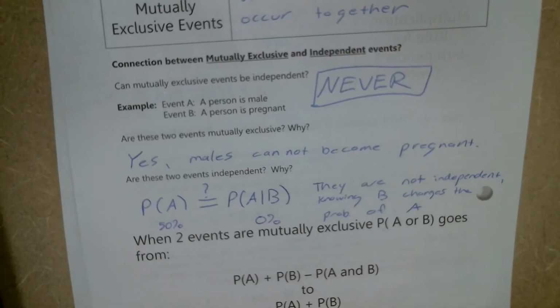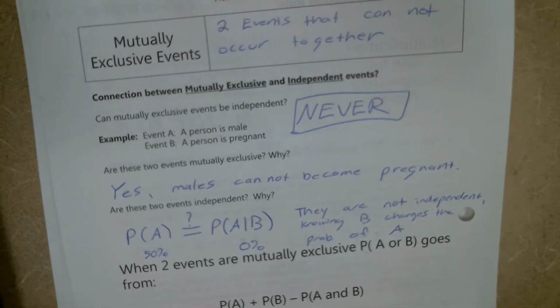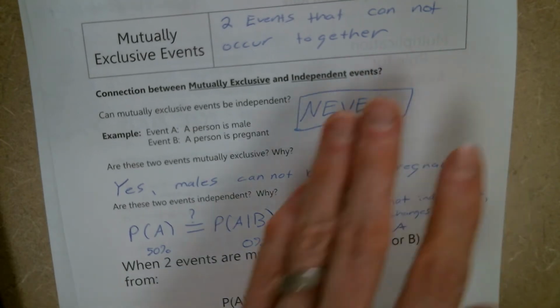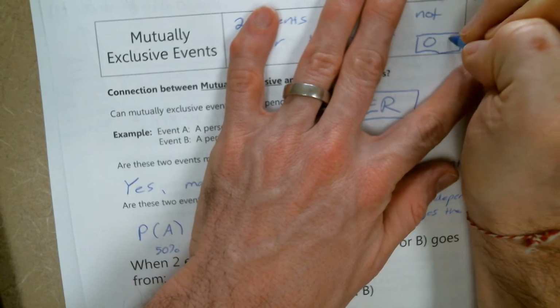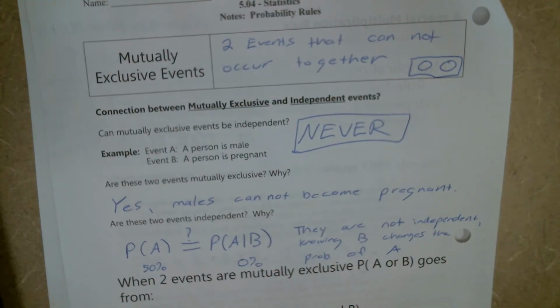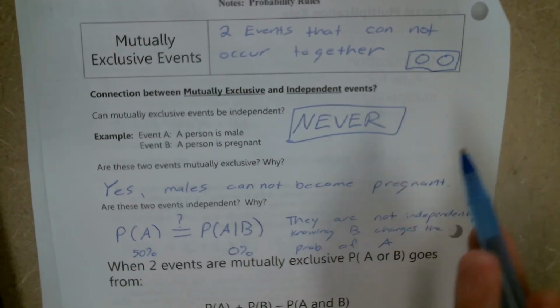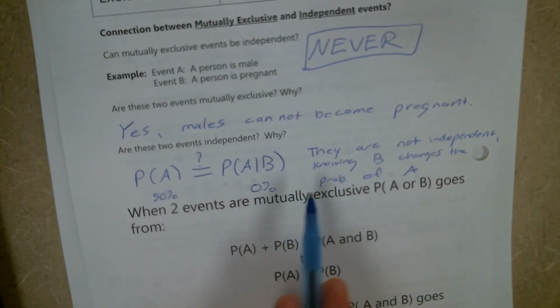Just try to keep those straight in your head. Mutually exclusive refers to two events that can't occur at the same time. There's no overlap in your Venn diagrams. If we've got our Venn diagrams here, it's like two separate circles. Whereas independence isn't related to this. It's, once you know one, does it change the odds of the other happening?